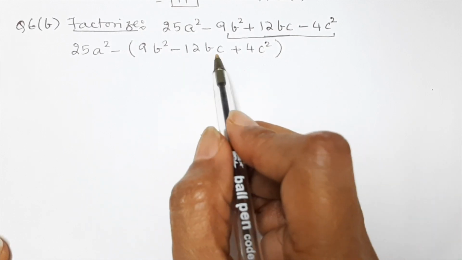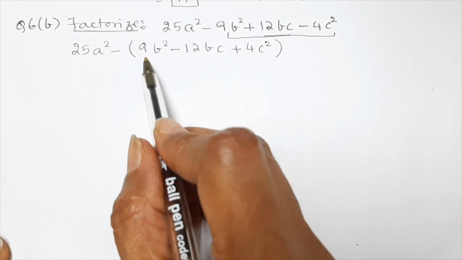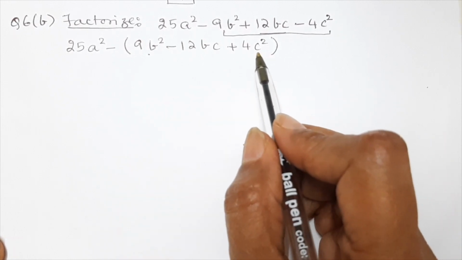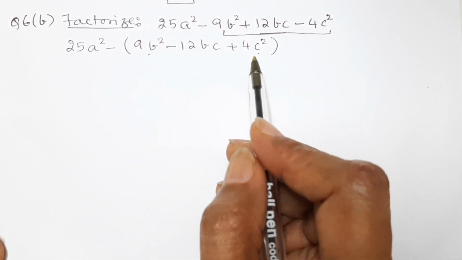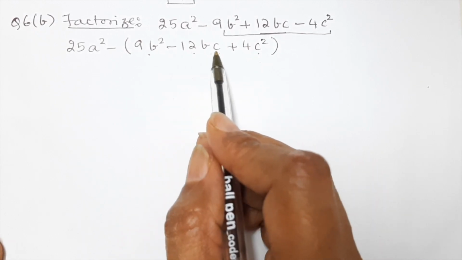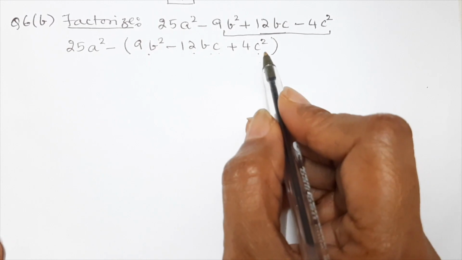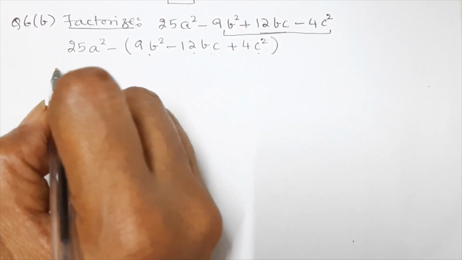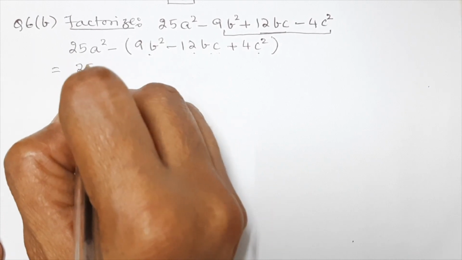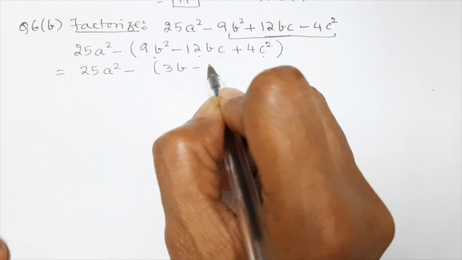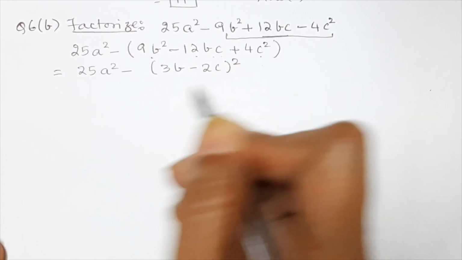Now check, the middle term should be 2ab. Here the value of a is 3b, here the value of b is 2c. So if you multiply them and double it, 2ab comes out to be 12bc, and so this is a perfect square of 3b minus 2c. So we will write it as 25a squared minus (3b minus 2c) whole square.